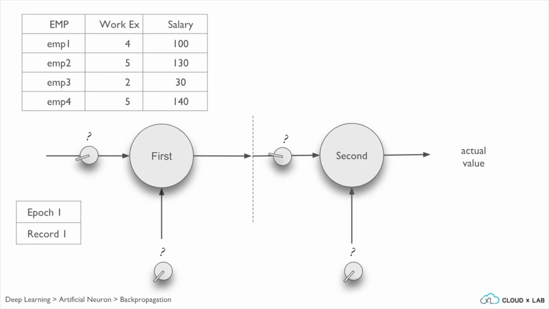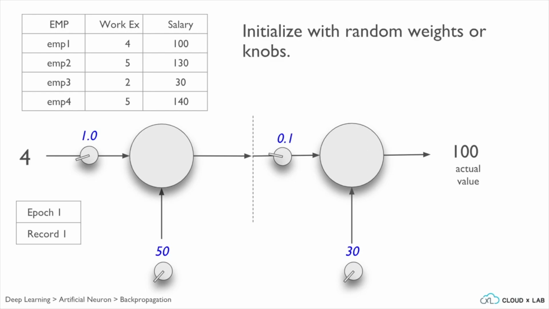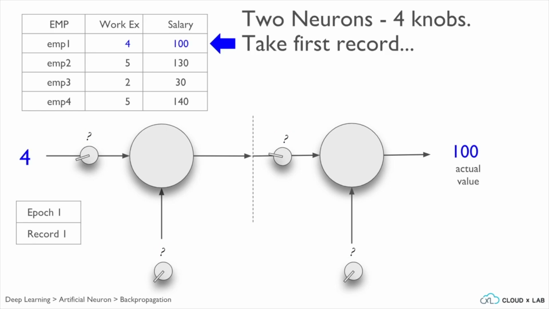We go through the initialization phase where we assign random values to the weights and the biases. In this case, we have assigned 1.0 and 0.1 respectively to the weights of the connections of first and second neuron. 50 and 30 are the biases assigned respectively. We take the first record, feed the input from the dataset to the network. Based on the data that we have for this record, the expected output is 100.